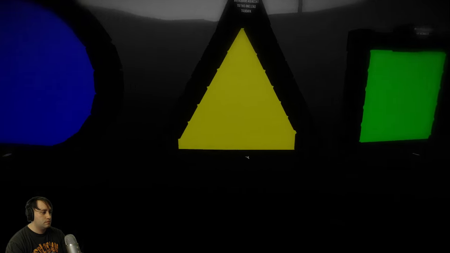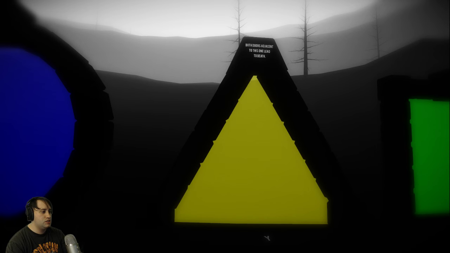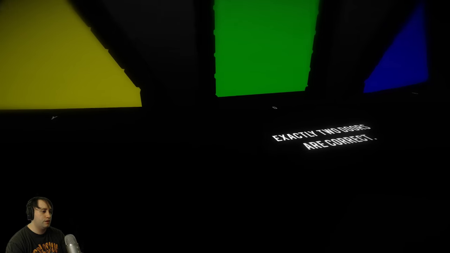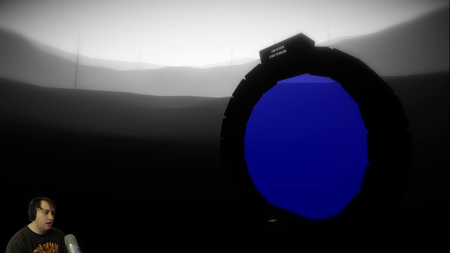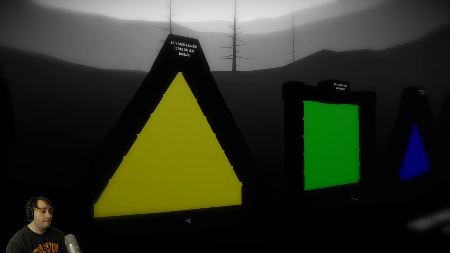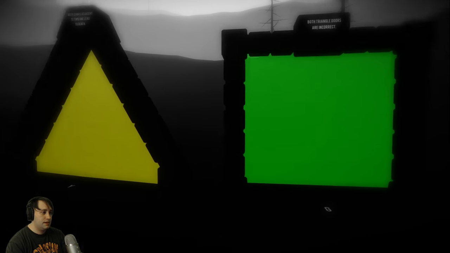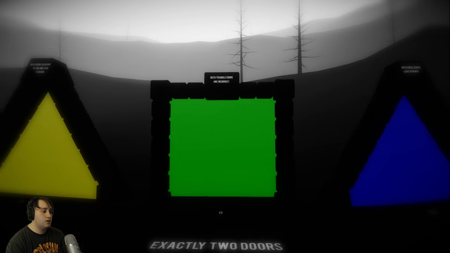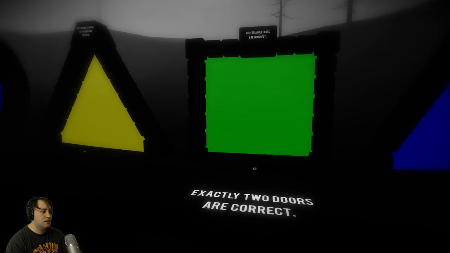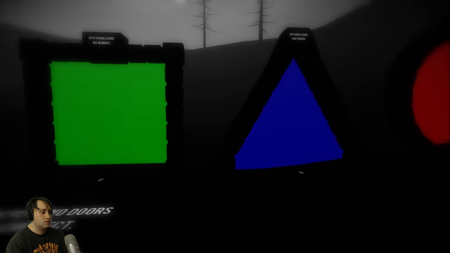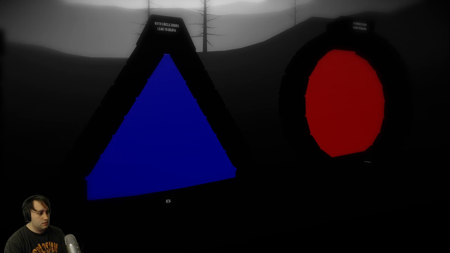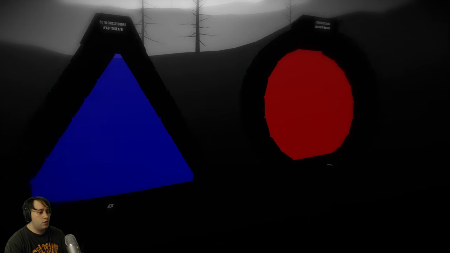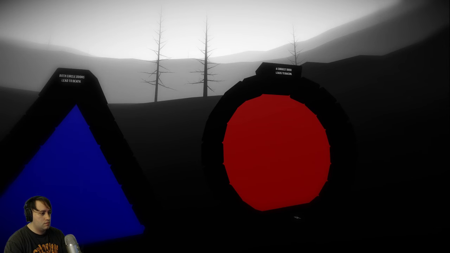Where were we? A blue door leads to bacon. Both doors adjacent to this one lead to death. Oh, fun. Oh, it says a blue door, a blue door. Okay. Both triangle doors are incorrect. Possible. Both circle doors lead to death. And a correct door leads to bacon.